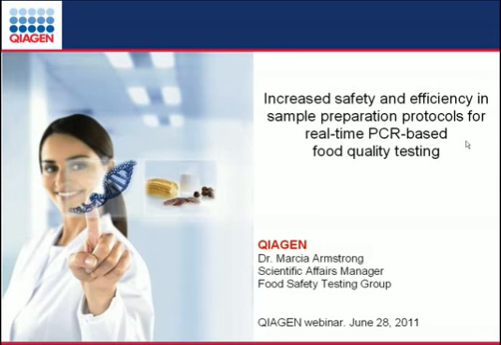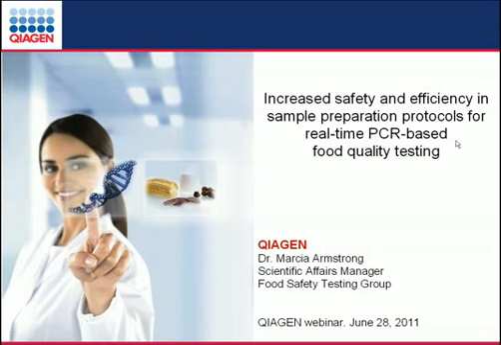The presentation will cover a number of topics. First, discuss the importance of reliable sample preparation for food safety testing. Second, illustrate the benefits of Qiagen's modified CTAB method for DNA extraction from food. Show the process safety of DNA extraction from bacterial enrichment cultures, and finally, introduce data on effective inhibitor removal.